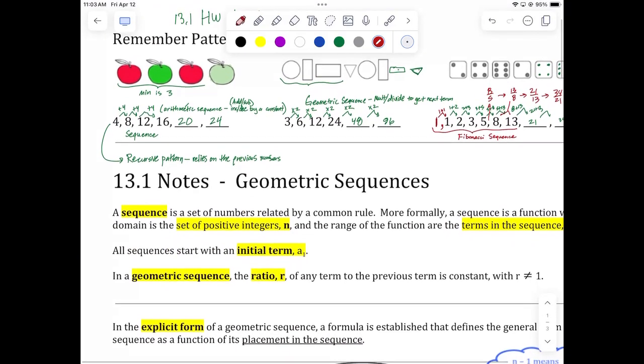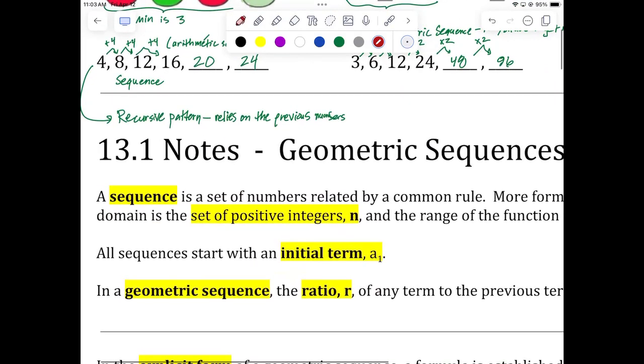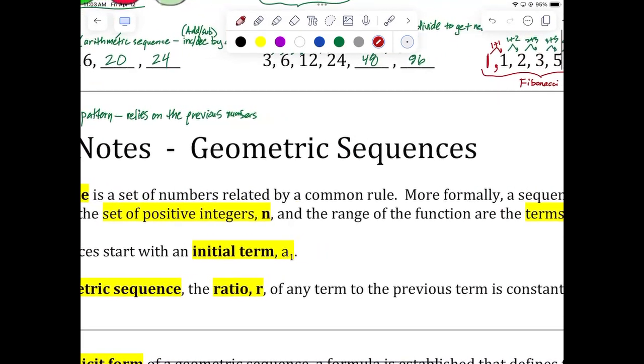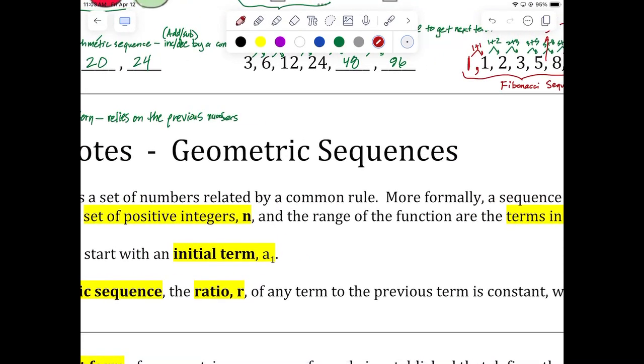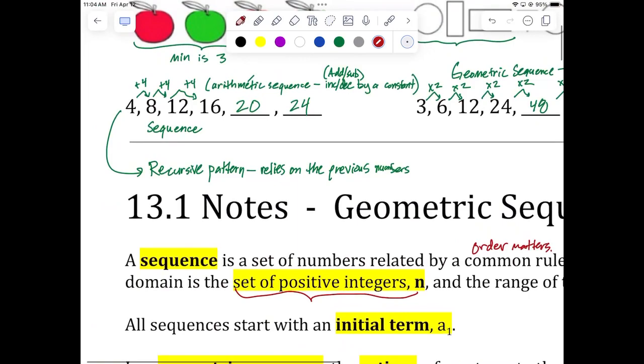All right. So let's jump into the notes now that we've talked about it. We got off subject a little bit, but it was worth it. The geometric sequence. Okay, so let's read. A sequence is a set of numbers related by a common rule where order matters. I'm going to add that, right? Y'all gave me that word. Order matters. Okay? More formally, a sequence is a function whose domain is the set of positive integers. Positive integers.